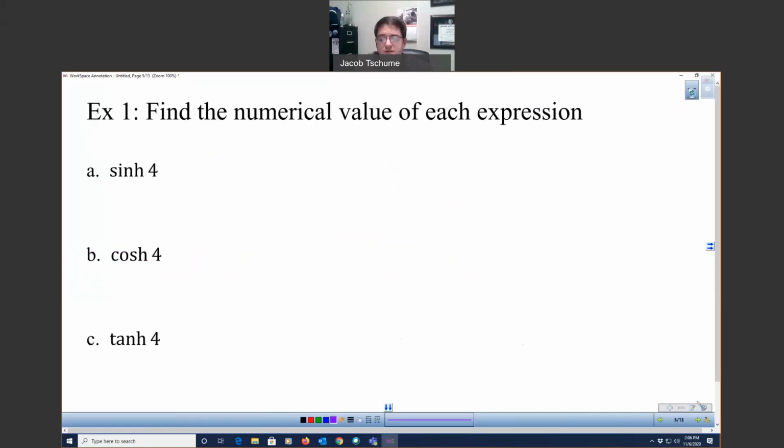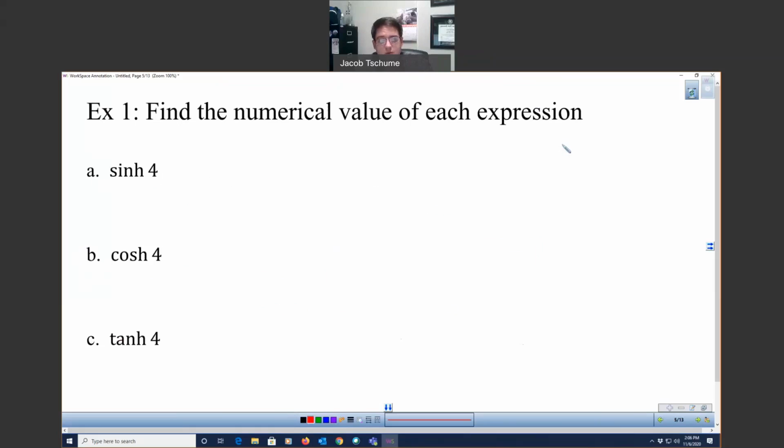So let's do our first example to show you how you can evaluate some of these hyperbolic functions. I've made up just 3 basic ones. We're going to find the exact and approximate values of hyperbolic sine of 4, hyperbolic cosine of 4, and hyperbolic tangent of 4.